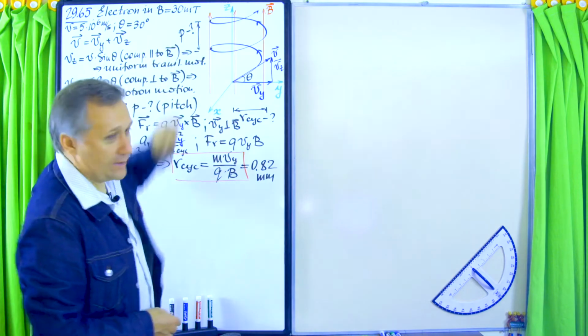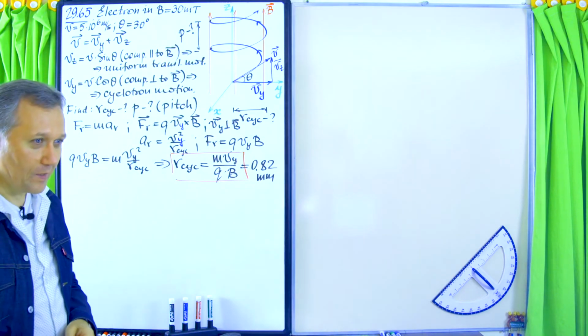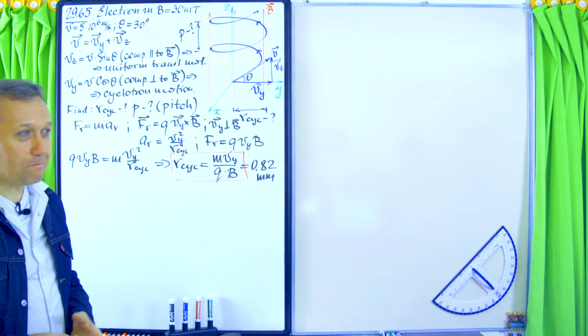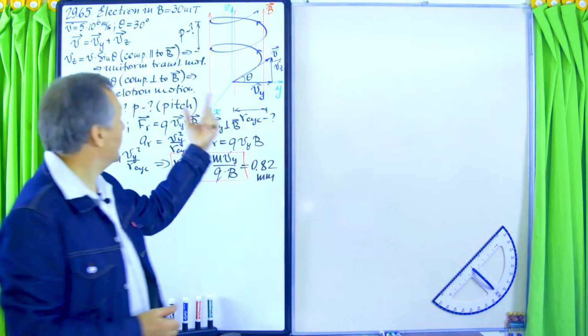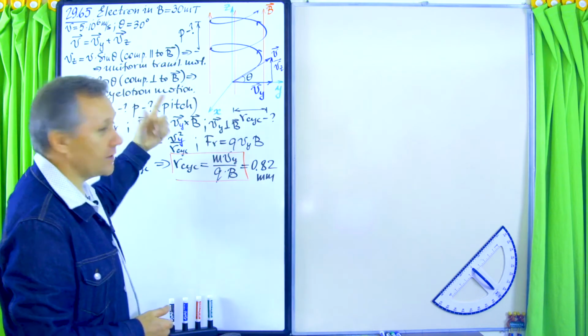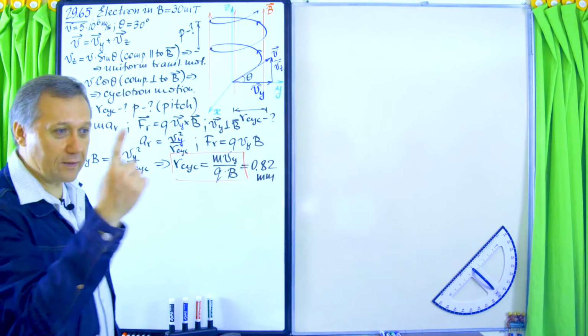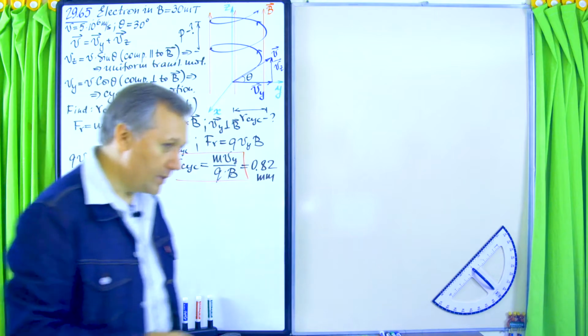How can we find this distance? So basically, we have a superposition of two motions, right? This uniform translational motion and this uniform circular motion. So it gives us helical motion.